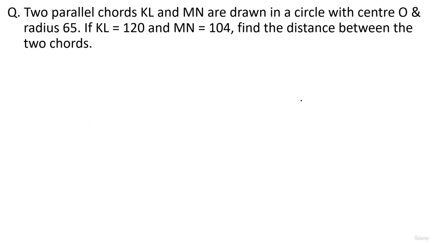Two parallel chords KL and MN are drawn in a circle with center O and radius 65. If KL is 120 and MN is 104, find the distance between the two chords. You can just pause the video and try it out, and then we are anyway going to discuss.